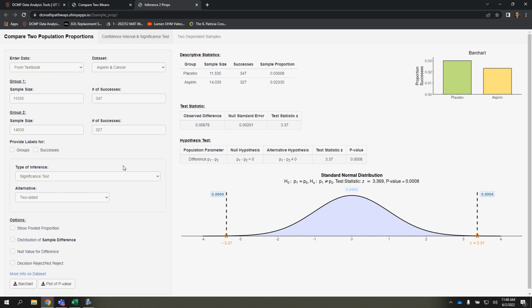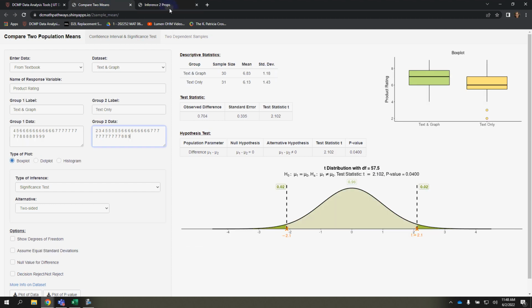So that was the number of yeses in a response to some type of question, depending on whatever success is defined as for you. Again, these apps are used the same way that the one samples are, only this time you're comparing the two samples to one another and you're no longer comparing them to some proposed population value that you might be familiar with.